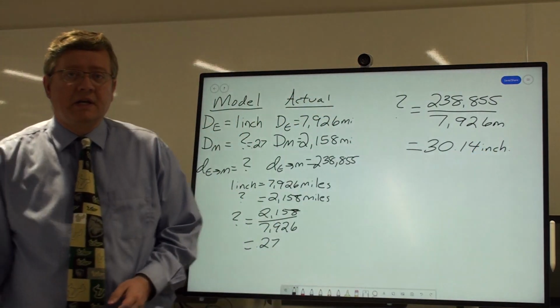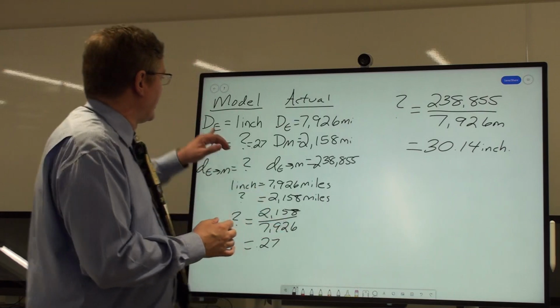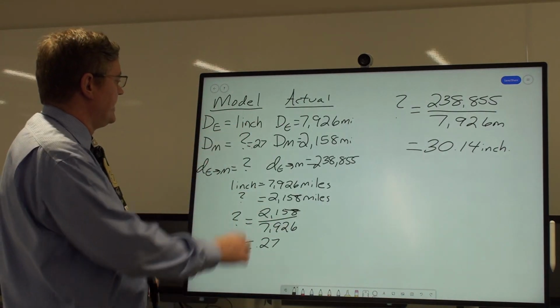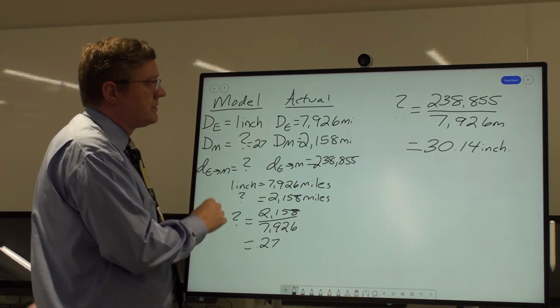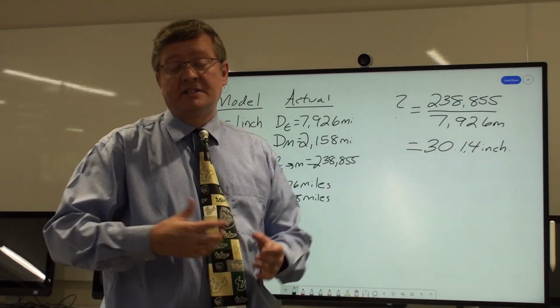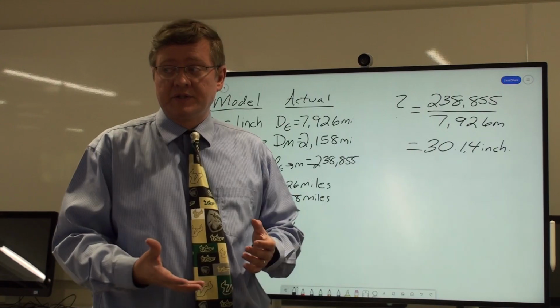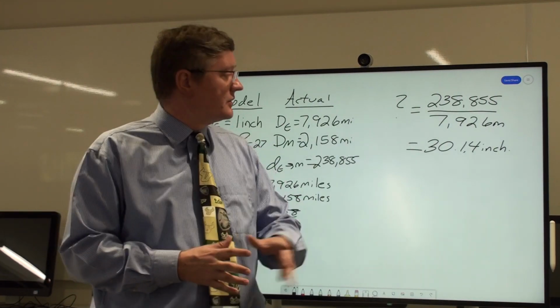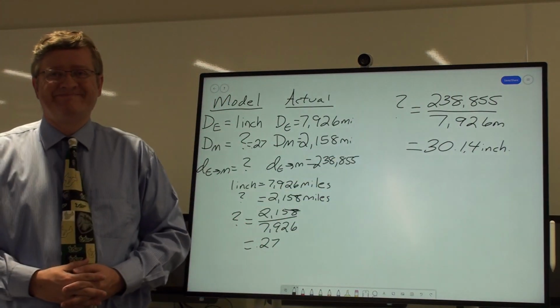So on my scale, with the Earth having a diameter of 1 inch, that distance from the Earth to the moon is going to be just over 30 inches away. And so that's how we're able to calculate what the values are and create our model scale according to these dimensions. Thank you.